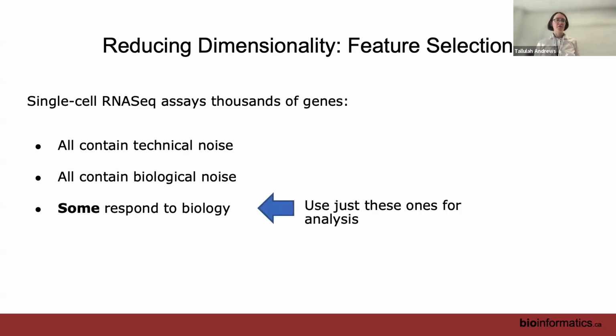So when we're doing our downstream analysis, trying to find cell types or trajectories in our data, we want to look at just those genes that are actually responding to the biology, or doing something relevant to our question. The question is then, how do we find those genes out of the 10 or 20,000 that we measured?